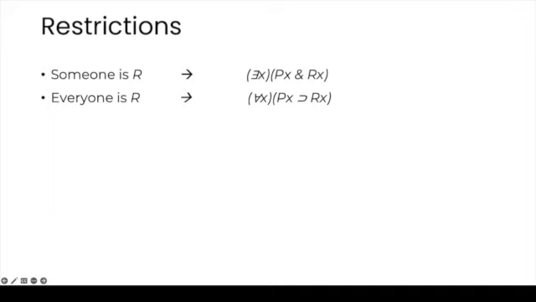So suppose you have a sentence in English that is of the form someone is r. Then in predicate logic, this is going to be there is an x such that px and rx. And if you have a sentence of the form everyone is r, then you have something of the form for every x, if x is p, then x is r.